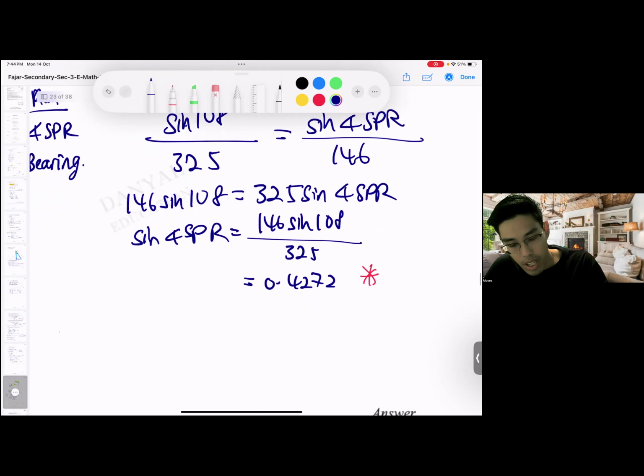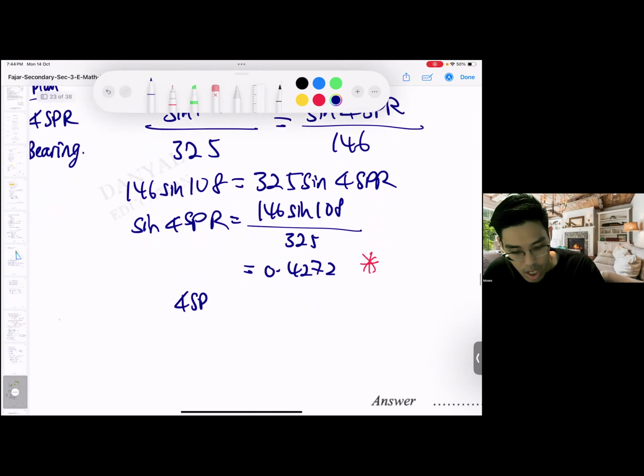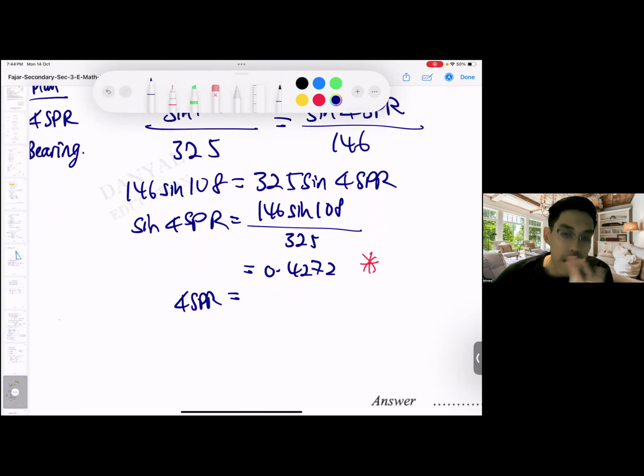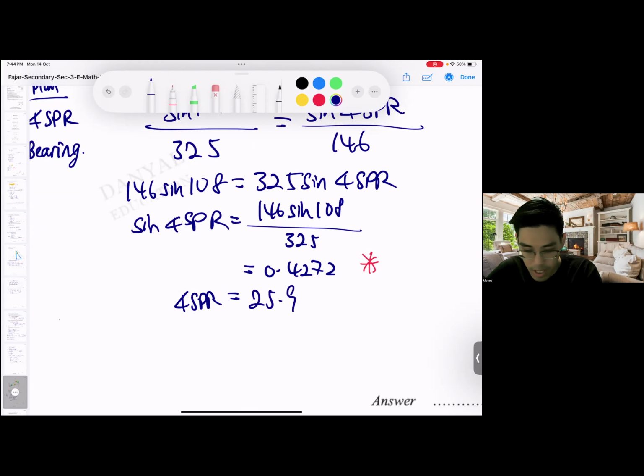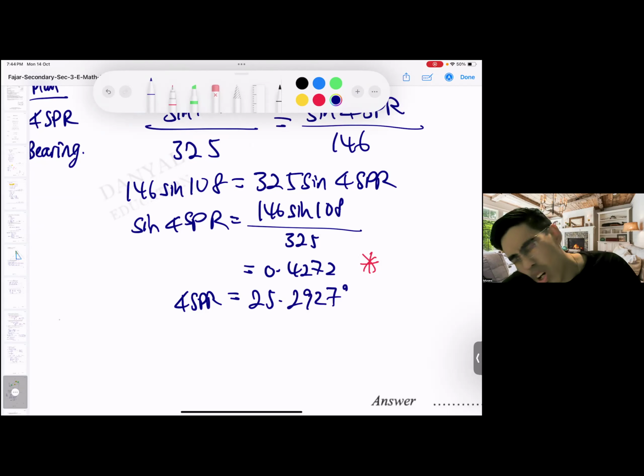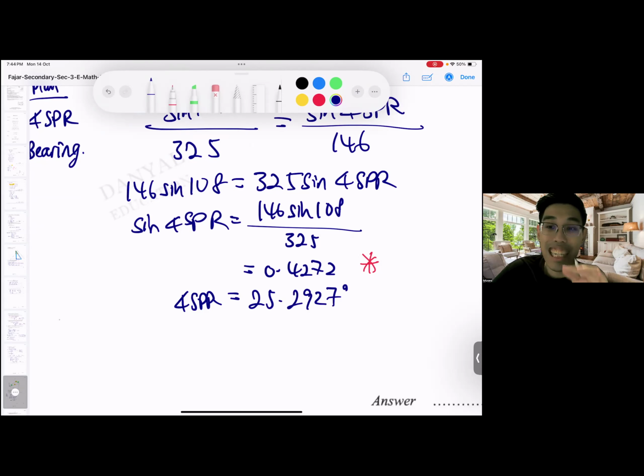Okay, so from here, let's continue. 105 SPR. And here, another thing is, do we need to write sine inverse 0.4272? No, don't need. Just key in your calculator, get the answer, and move on. And then they say, hey, angle should be 1 dp or not. Why so many things are so complicated? This is just a working.